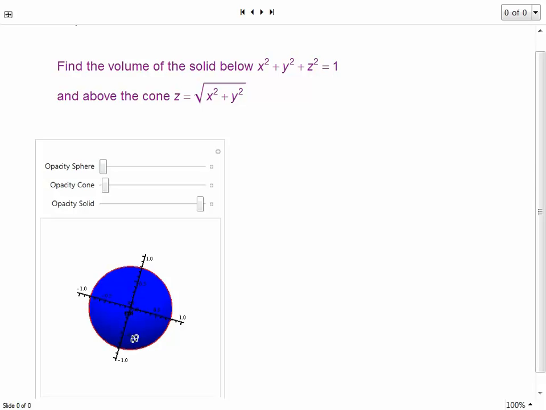So how do you figure out where the cone meets the sphere? Set them equal to each other. Or if I already have the equation for z in the cone, all I have to do is take that z and plug it in here, and I should be able to generate an equation that has x and y in it, which would represent my intersection, right?